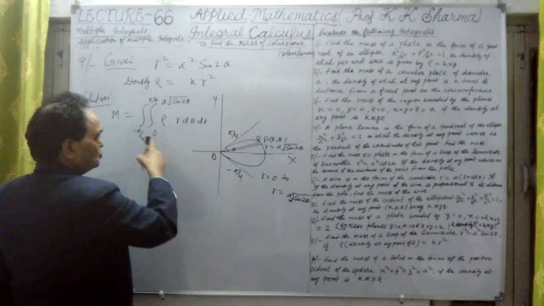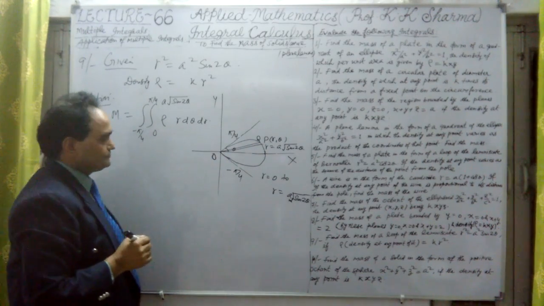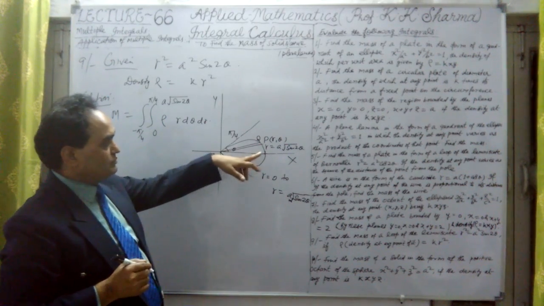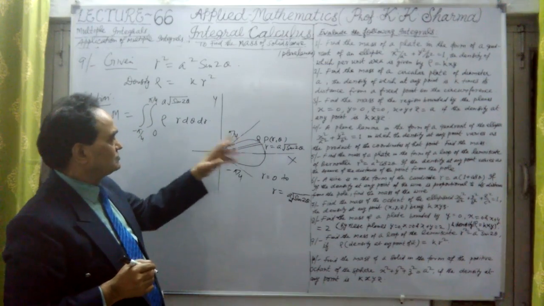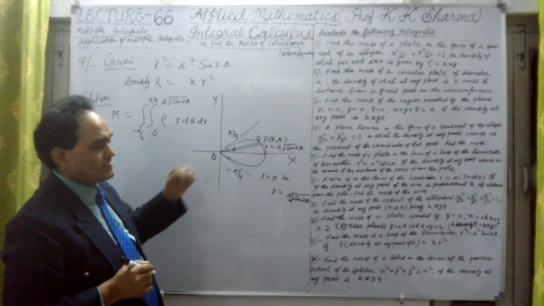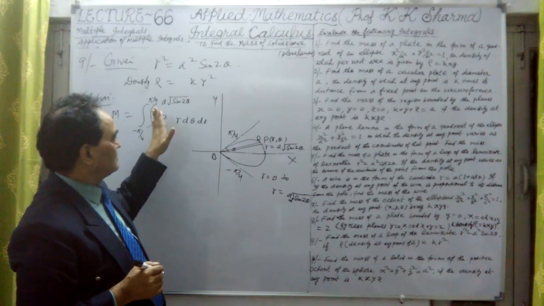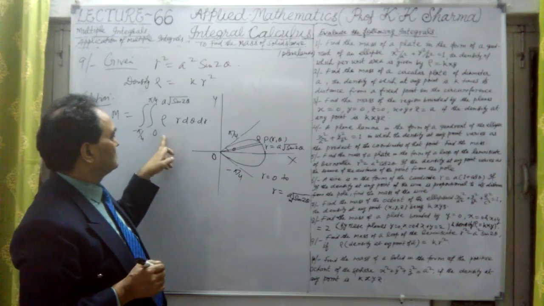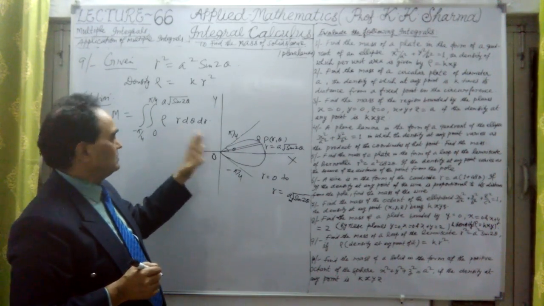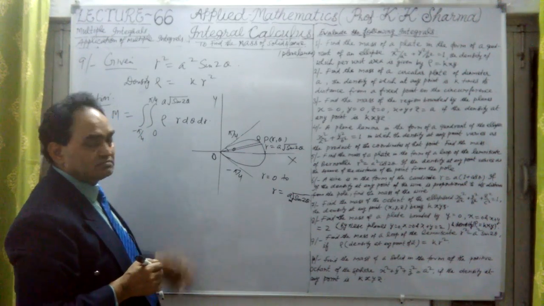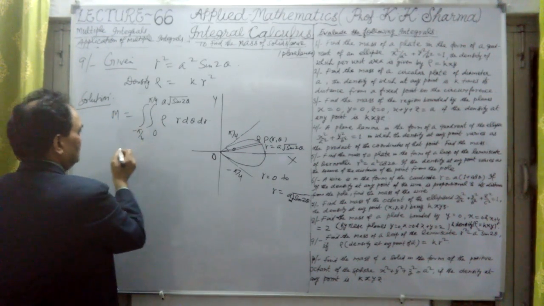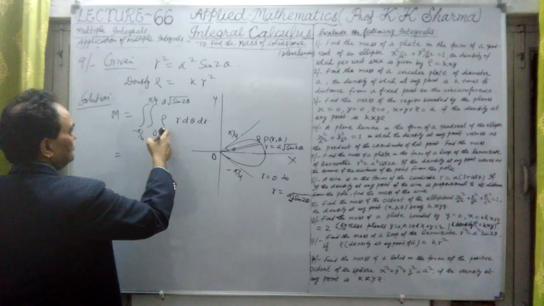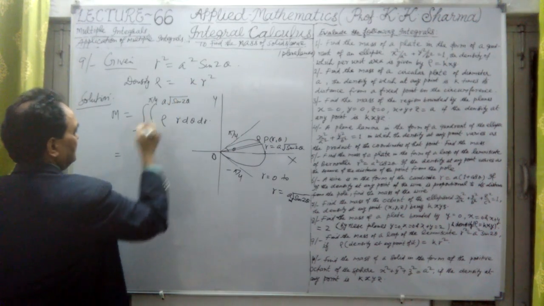So this is the total mass of this lemniscate. Rho denotes the density at any point, per unit of this lemniscate. The mass is the density multiplied by the total area, and in the double integral this is the area element. So density into area gives mass. Now let me put the value of rho here: rho is k r square.